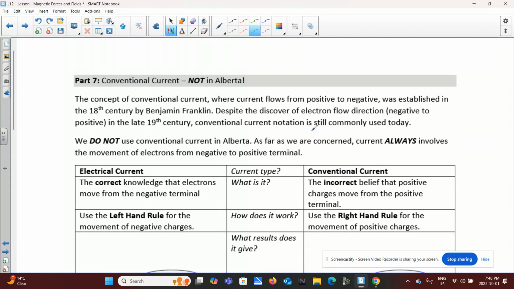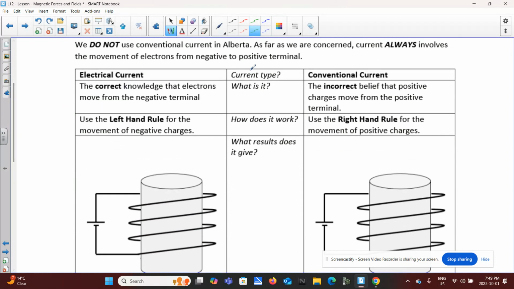So the concept of conventional current, where current flows from positive to negative, was established in the 18th century by Benjamin Franklin, who was wrong. Despite the discovery of electron flow direction, negative to positive, in the late 19th century, conventional current notation is still commonly used today. We do not use it in Alberta. As far as we're concerned, current always involves the movement of electrons, which is the factual truth, from negative to positive. So, what is it? Current type. Electrical current, the correct knowledge that electrons move from the negative terminal. Conventional current, the incorrect belief that electrons move from the positive terminal.